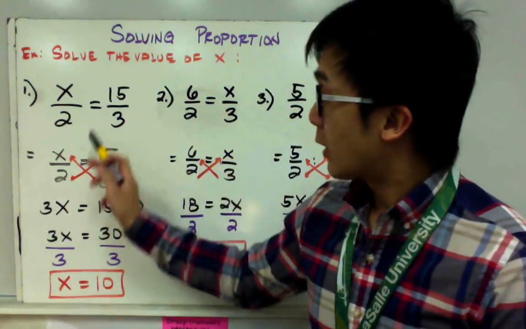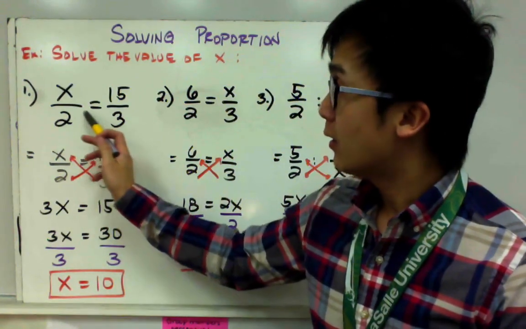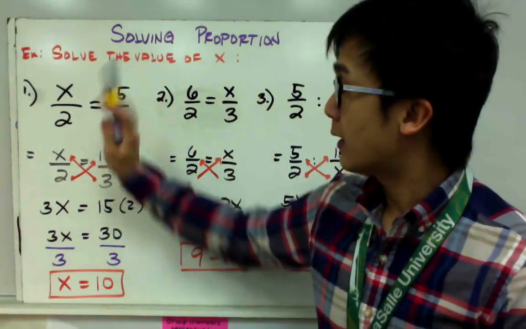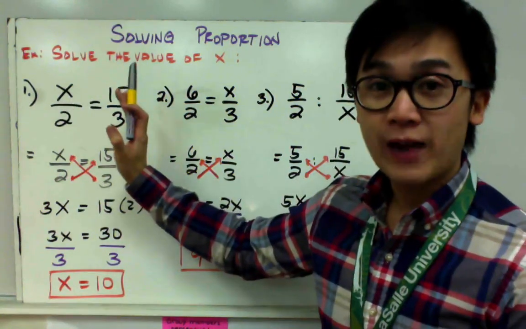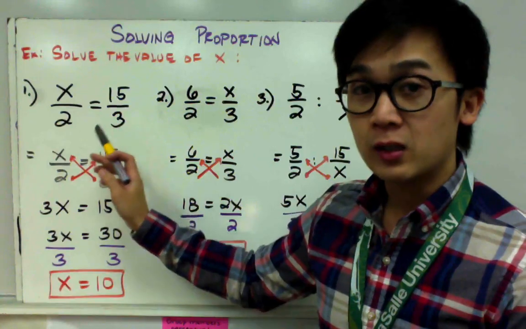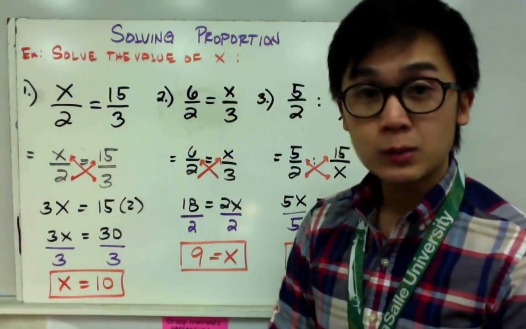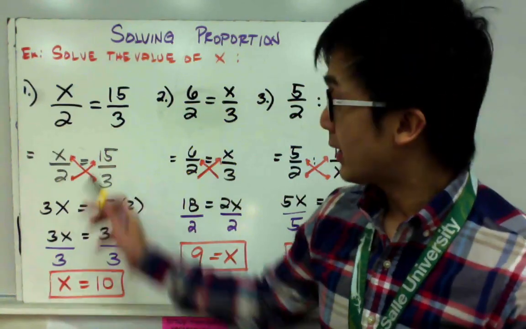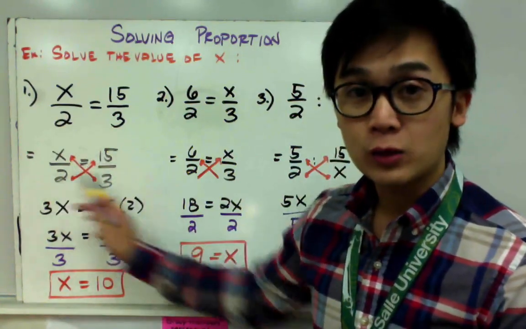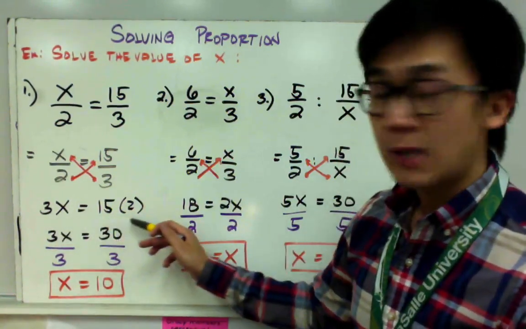Again, mag-a-apply lang ang cross multiplication kapag may equal sign na hahati dun sa dalawang fractions nyo. Kapag plus or minus na yan, or multiplication or division, hindi nyo pwedeng gawin yung cross multiplication. So again, yung cross multiplication mag-a-apply lang kapag may equal sign kayo in between the two fractions. So going back, meron tayong 3x equal to 15 times 2.